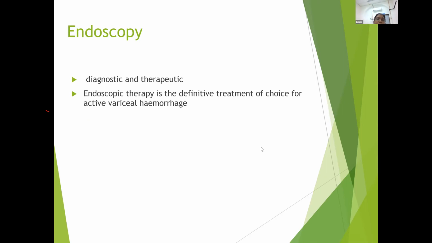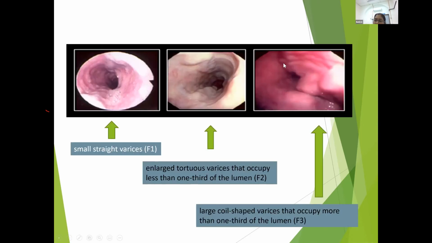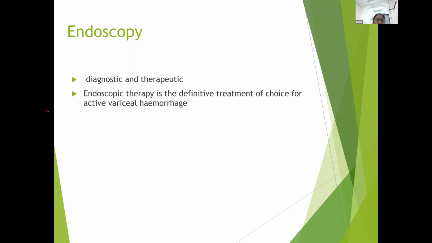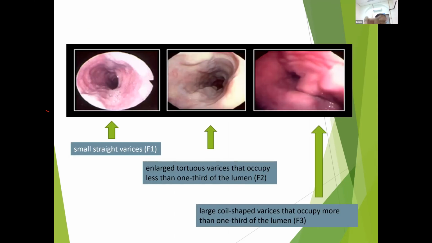Okay, endoscopy is diagnostic and also therapeutic as well. Endoscopic therapy is the definitive treatment of choice for active variceal hemorrhage. Okay, when you look at the first picture, it's a small straight varix. It's grade 1, and picture number 2 is enlarged tortuous varices that occupy less than 1/3 of the lumen. It's grade 2, and in grade 3, almost about 80% of the lumen is occupied by the large coil-shaped varices.